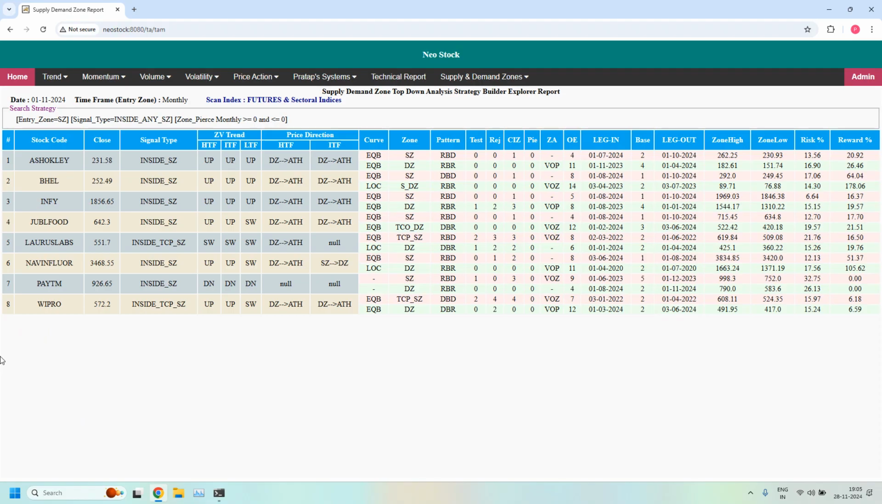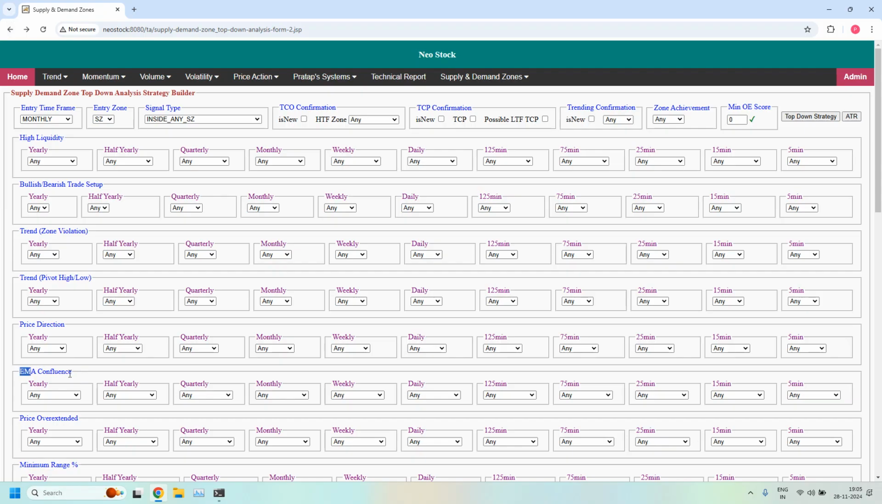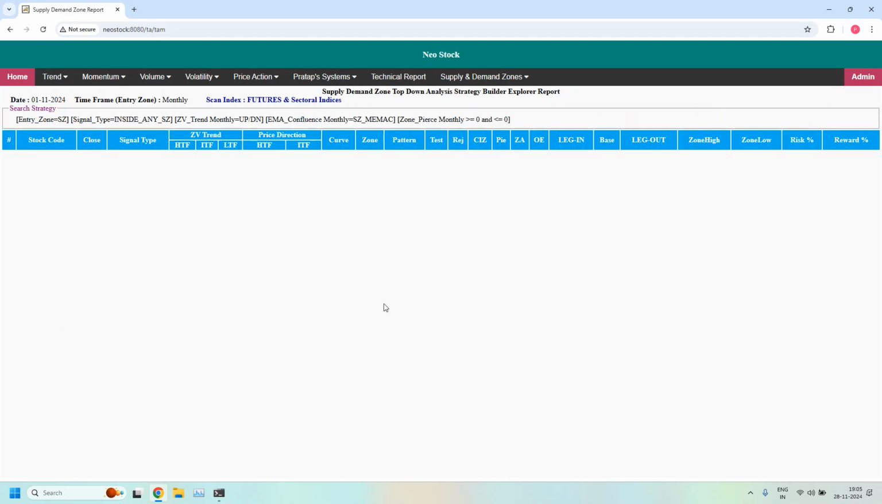In these monthly 8 supply zones, how many are having monthly EMA Confluence? So in the EMA Confluence at monthly time frame, monthly supply zones having monthly EMA Confluence filter is set, and that monthly trend should not be sideways. So I am selecting up or down trend. With these filters, we did not get any stocks.